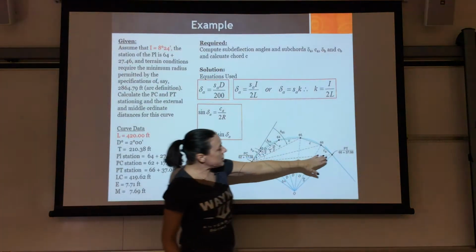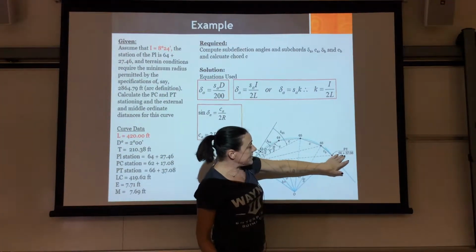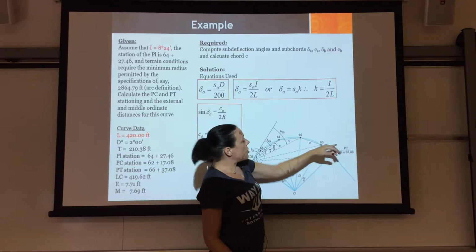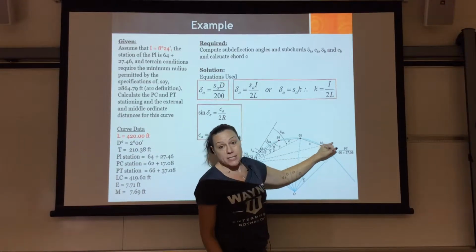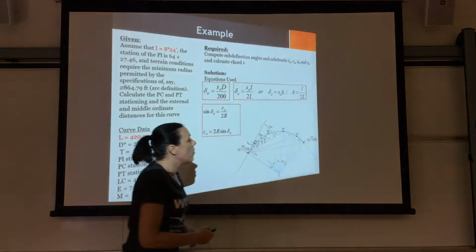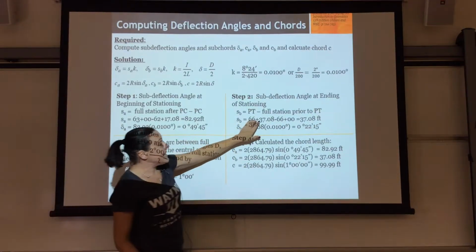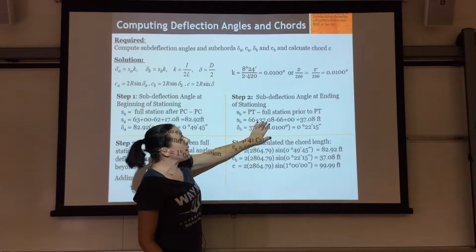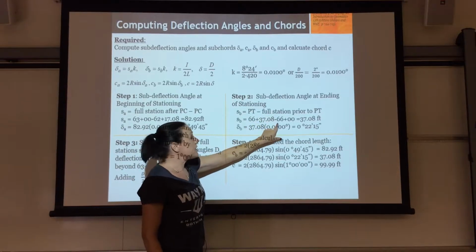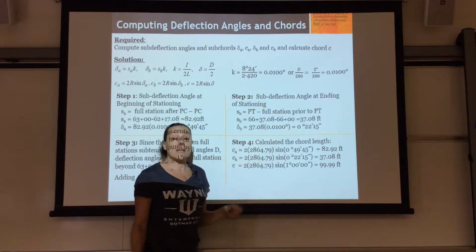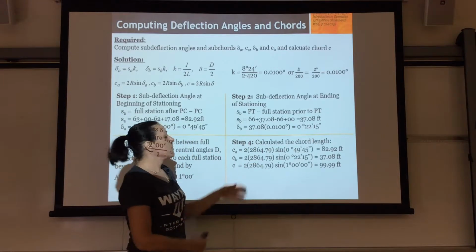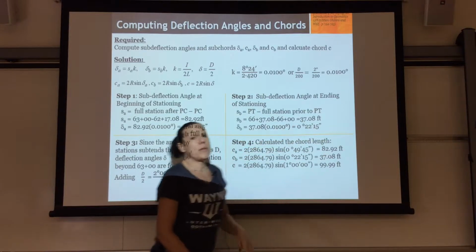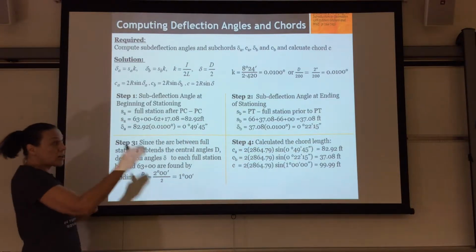So the full station, or the end station, is 66 plus 37.08, right? The full station right before it is 66 plus 00. So what we're going to do is take the end, 66 plus 37.08, minus the one right before it, 66 plus 00. When somebody says full station, they're actually talking about the 100 mark. Okay? So there's 37.08 feet between those two, that arc length.